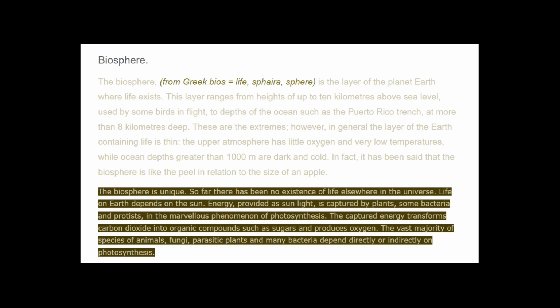So life on Earth depends on the sun, and the energy produced by sunlight is captured by plants and some bacteria and protists in the marvelous phenomenon of photosynthesis. Those of you who do biology will learn all about photosynthesis in Unit 2. The captured energy transforms carbon dioxide into organic compounds such as sugars and produces oxygen. And the vast majority of species of animals, fungi, parasitic plants, and many bacteria depend directly on photosynthesis.